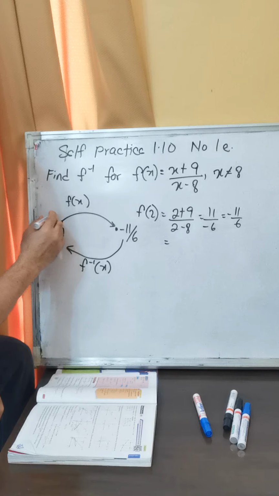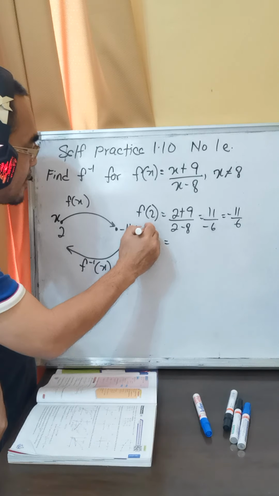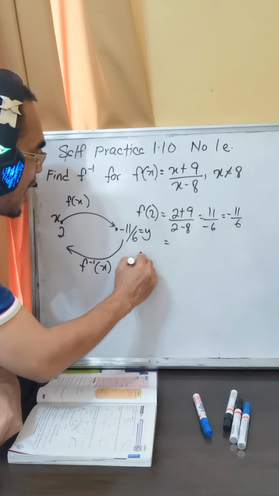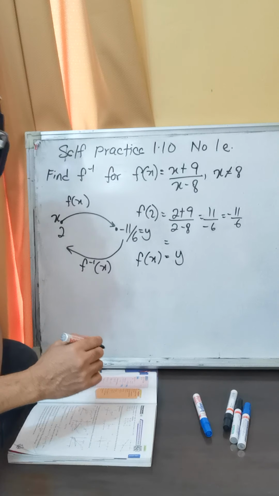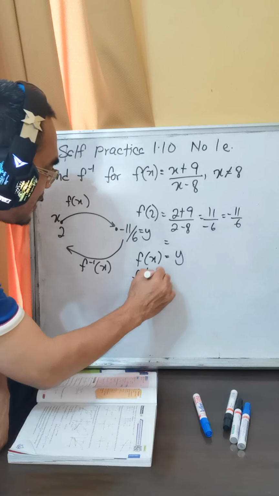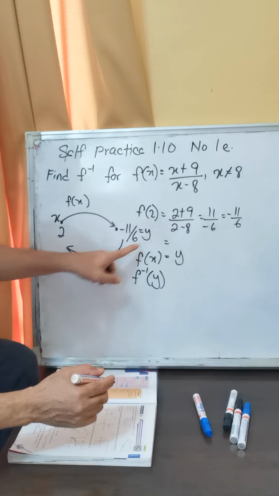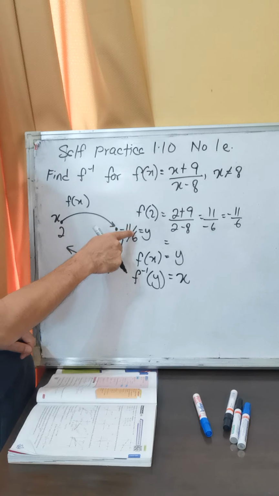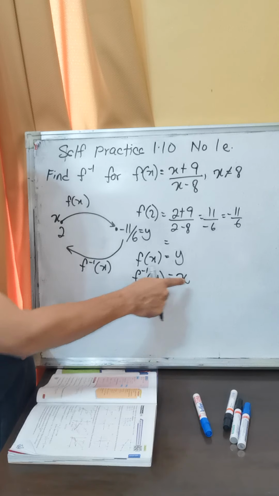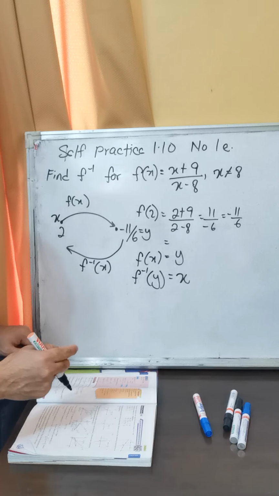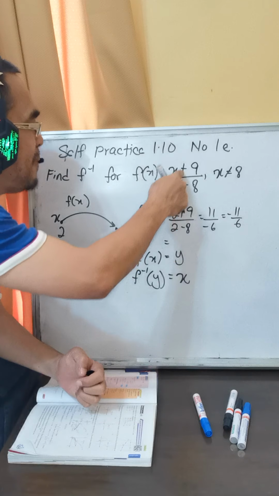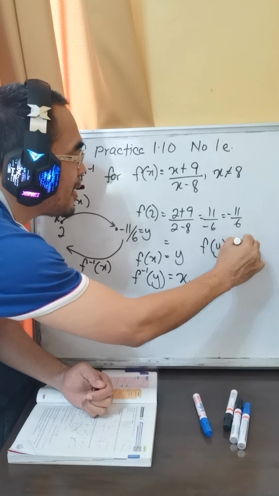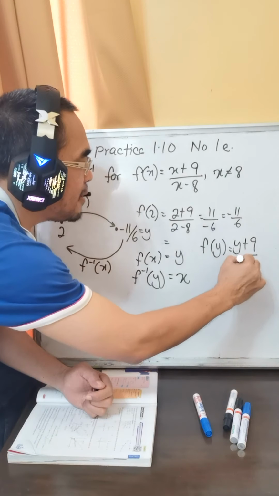So if this 2 is x, this is y. Okay? So first thing: in order to find the inverse, we say f(x) equals y. So the inverse of y, where y is now the object for the inverse, will be x. Under f(x), x maps to y. Under the inverse, y maps to x. So what is important is that we replace both of the x. So we say f(y) equals (y plus 9) over (y minus 8).